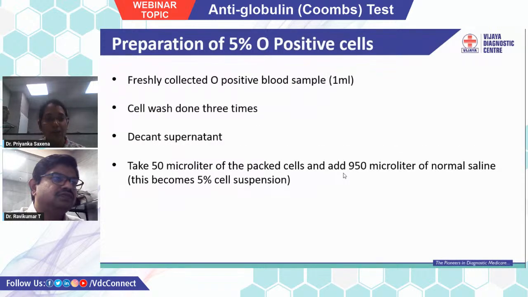Now, preparation of 5% O positive cells. So, 1 ml of freshly collected O positive blood sample will be subjected to cell wash and centrifugation similarly, and this should be done 3 times. Then, at the last wash, the supernatant is discarded, and 50 microliters of the packed cells are taken, to which 950 microliters of normal saline is added, and this becomes a 5% cell suspension of O positive cells.